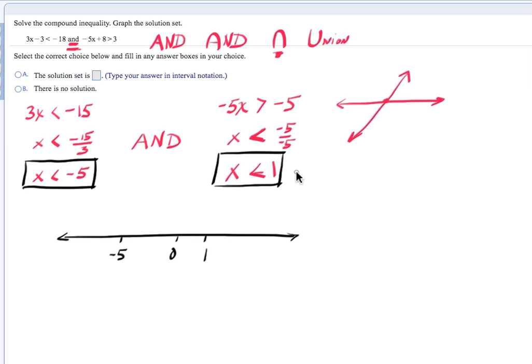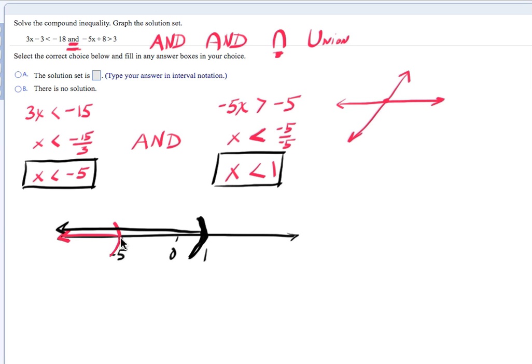Now when we graph these simultaneously, we're going to be looking for the overlap, the intersection. And so when we graph this one, everything less than -5, we're not going to include -5, so we're going to use the open parenthesis, and it's everything this way. And now when we graph this one, it's everything to the left of 1 excluding 1, and so that's going to use this symbol. I'm trying to get that to look nice. Now it's everything this way, and so we're wondering where is the overlap of these two.